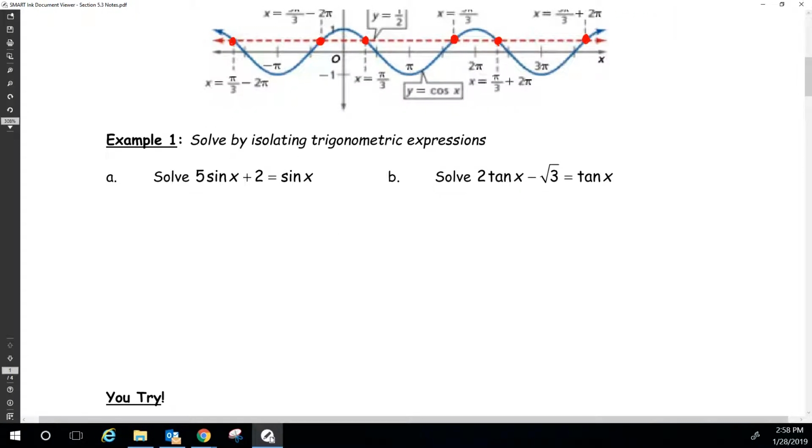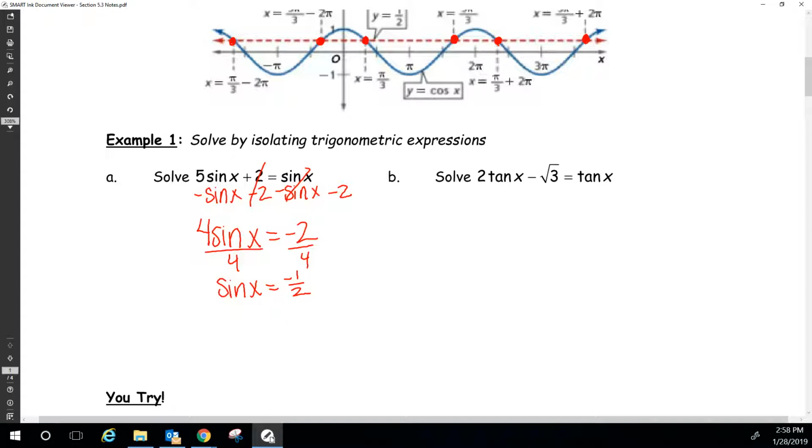Like I said, my goal here is to get the sine x by itself. So I'm going to move anything that has to do with x over to one side, and my number is going to go to the right side. So 5 sine x minus sine x would be 4 sine x, which is equal to -2. I still don't have sine x by itself, so I'm going to divide off the 4. And so sine x is equal to -1/2.